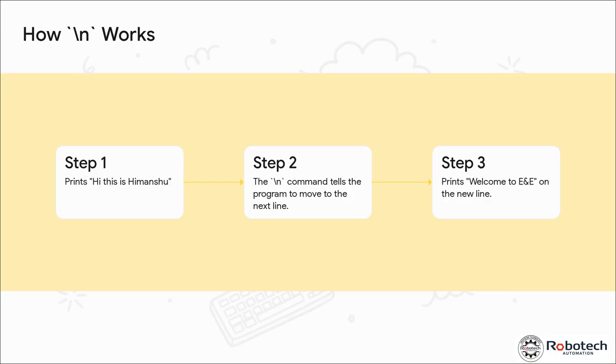When the program is printing out the text and it hits that \n, it says, okay, time to move down to the next line. So it prints everything before it, hops down, and then keeps printing whatever's next. It's a super handy trick for formatting your text and breaking it up into paragraphs.